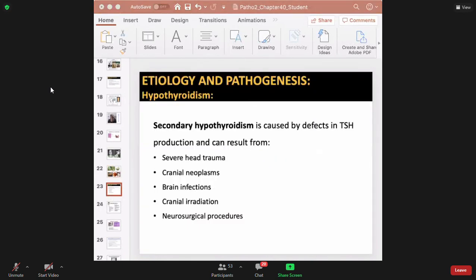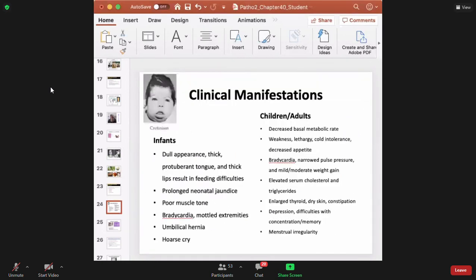Okay, so if it's a secondary hypothyroidism, right? What's the issue? The issue is coming upstream of the thyroid. That means the issue is coming from the TSH stimulation. So it could be because there's some kind of trauma to the brain or the head, right? And as a result of that, you don't make enough TSH. So if you don't make enough TSH, how can you stimulate the thyroid to make thyroid hormone? You don't. So you get a hypothyroidism that's secondary. Does that kind of make sense, guys?